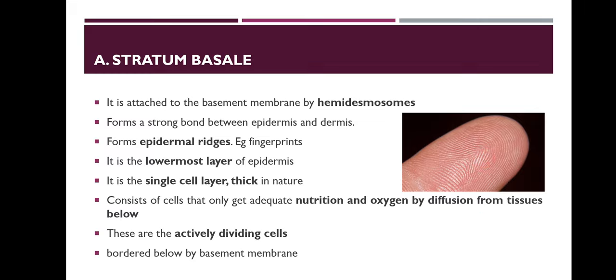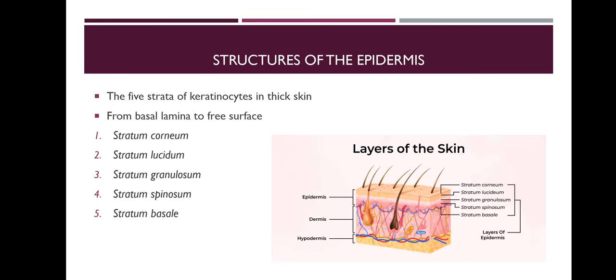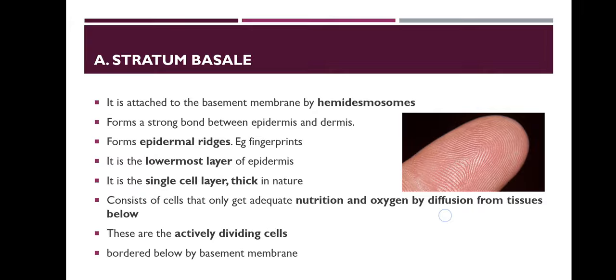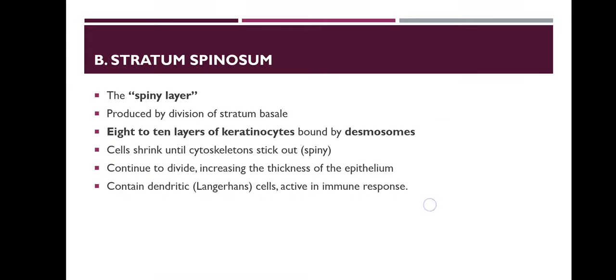It is the lowermost layer of the epidermis. Here you can see, it is a single cell layer. It consists of cells that get adequate nutrition and oxygen only by diffusion from tissues below, that is, it gets nutrients and oxygen from the dermis layer. These are actively dividing cells, and the stratum basale is bordered below by the basement membrane.